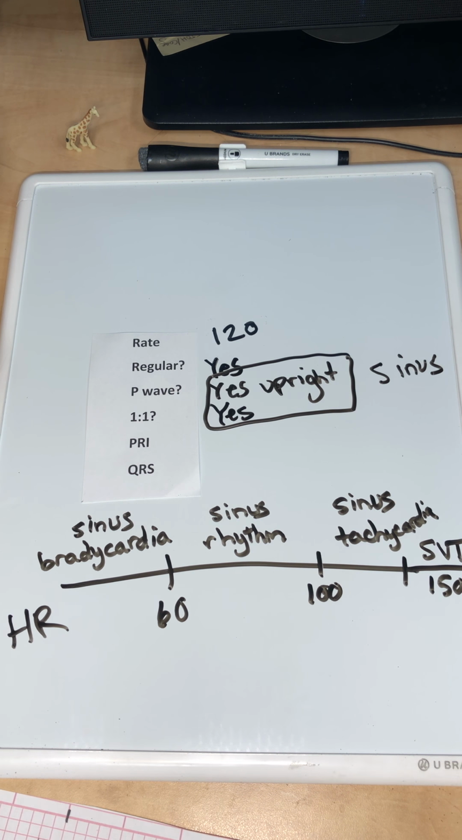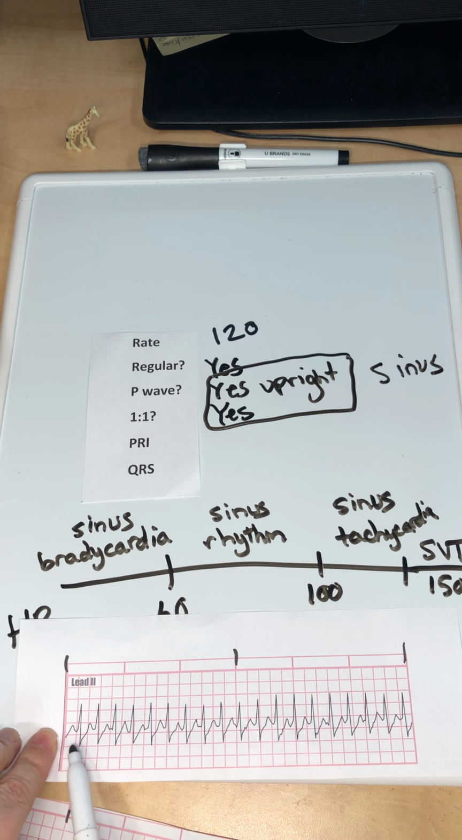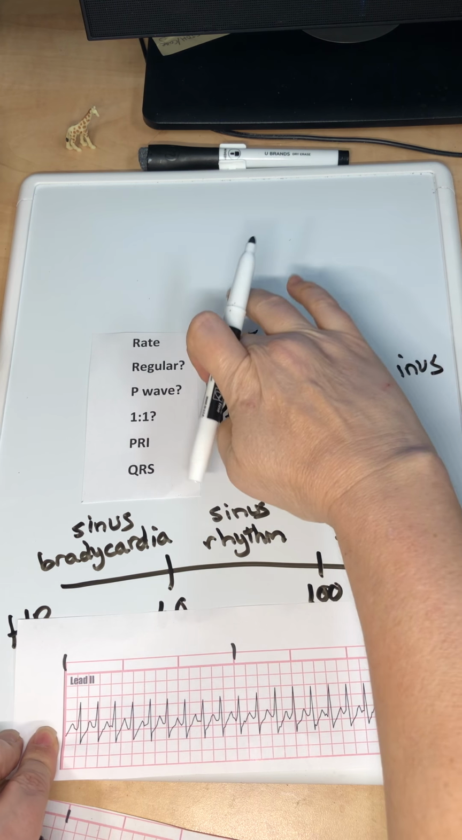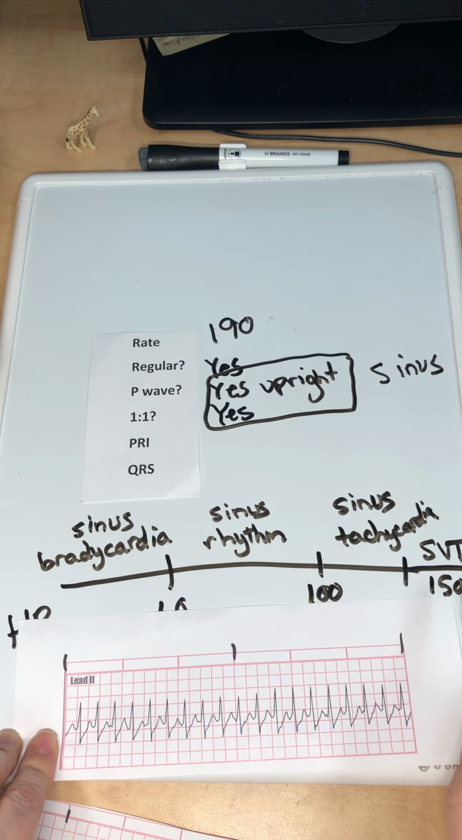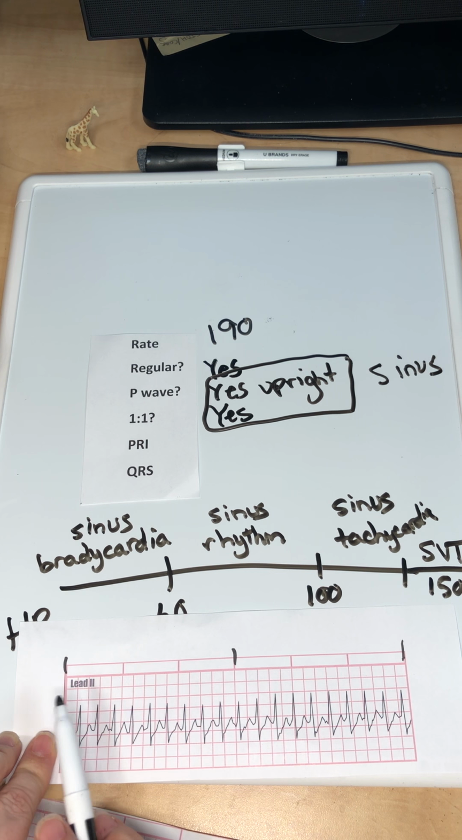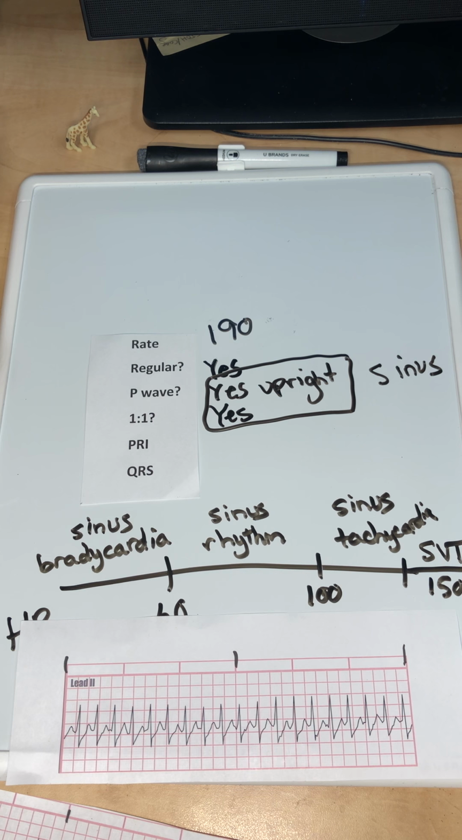And let's look at this one. Ooh, look at this. Let's count 1, 2, 3, 4, 5, 6, 7, 8, 9, 10, 11, 12, 13, 14, 15, 16, 17, 18, 19. I counted 19, and that puts us up here at 190. That's SVT. Now, SVT is true if it's narrow complex, and these are narrow complexes, just like all the other strips that we've been looking at.